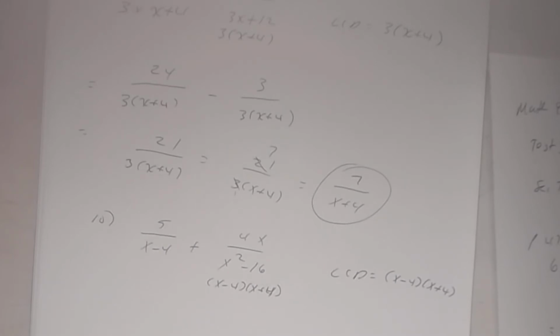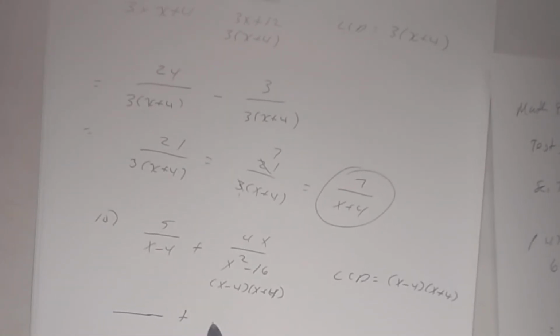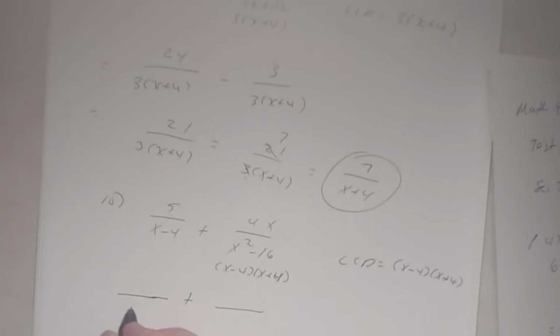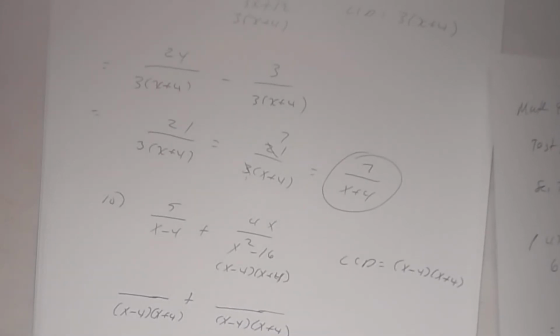Equivalent fractions. So right under each of those, you're going to rewrite these using the LCD. So my LCD is x minus 4, x plus 4. Right? And what we're about to do goes back to the previous section. So you're trying to find the numerator now. So this is what I had, x minus 4. What factor is missing that I need? x plus 4.